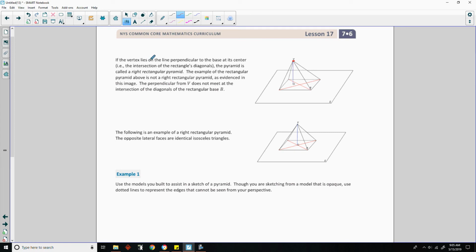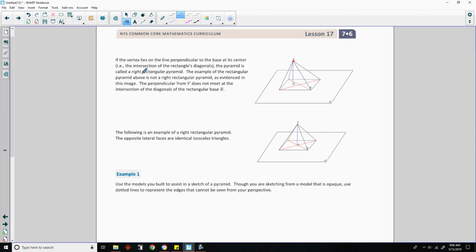Okay, so if the vertex lies on the line perpendicular to the base at its center, in other words, if it landed right here, where the base's diagonals intersect, the pyramid is called a right rectangular pyramid. In other words, this V would be directly over this. It would be straight up from here. But this one is tilted a little. So here is an example of one that is a right rectangular pyramid.